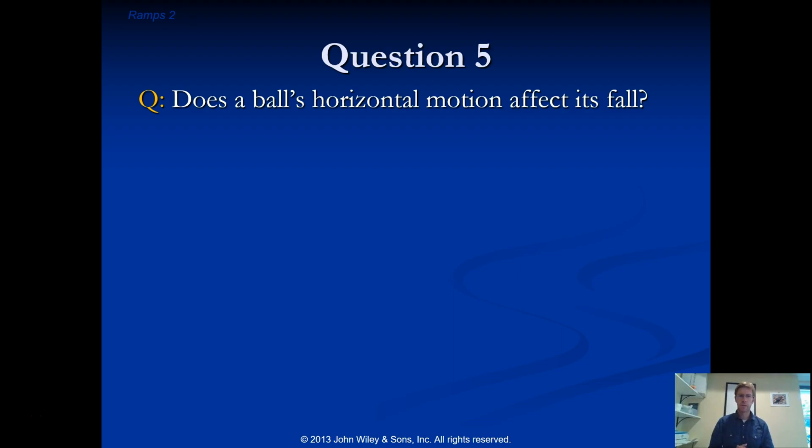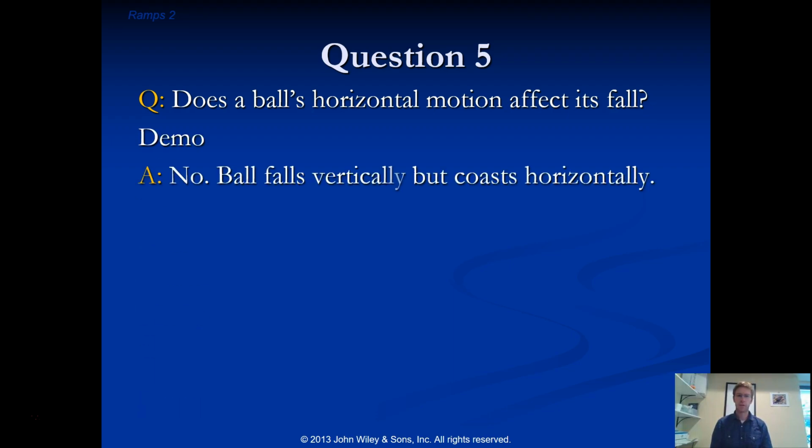So, the last question that we talked about just briefly at the end of class, when we were talking about motion of an object, was: does a ball's horizontal motion affect the way in which it falls? And as we saw in the demonstration I did at the very end of class, the answer is no. Objects that are moving in a parabolic motion through projectile motion, as we'll see in lab, move with motion that's horizontal and vertical, but they're independent of one another.